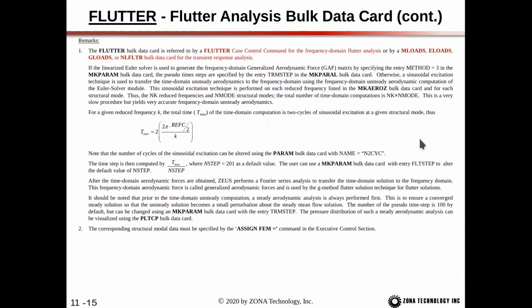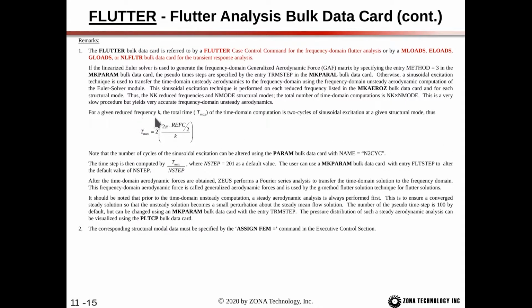Now, if the linearized Euler solver is used to generate the frequency domain GAFs, that is done by specifying method equals 3 in the mk param card. If method is not equal to 3, then the sinusoidal excitation technique is used to convert the time domain unsteady aerodynamics to the frequency domain. The sinusoidal excitation technique is performed for each reduced frequency listed in the mk_z card and for each structural mode.